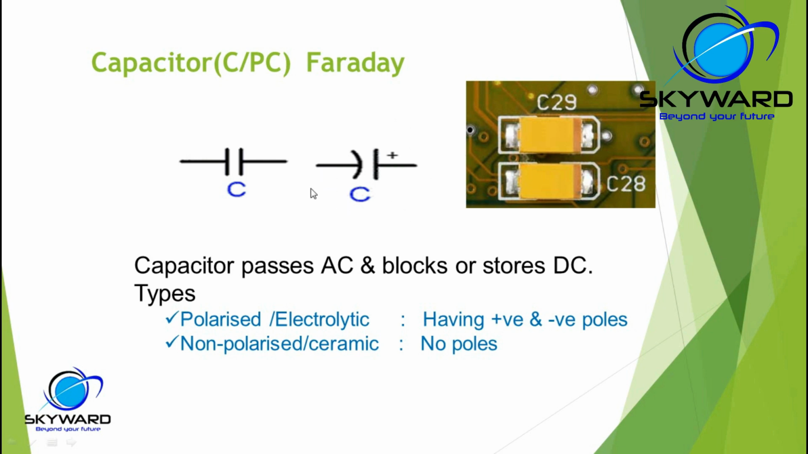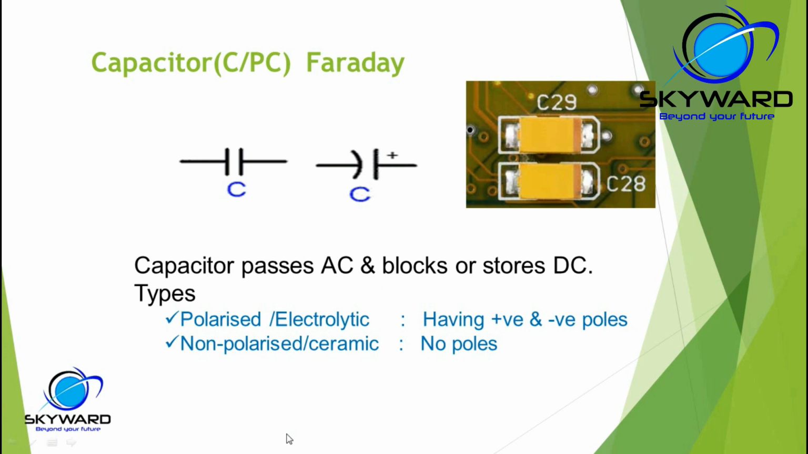So what is the work of a capacitor? As we remember, the inductor's work is to pass the DC and block the AC. The capacitor does just the opposite of the coil. You see, a capacitor passes the AC but blocks the DC, or stores the DC.